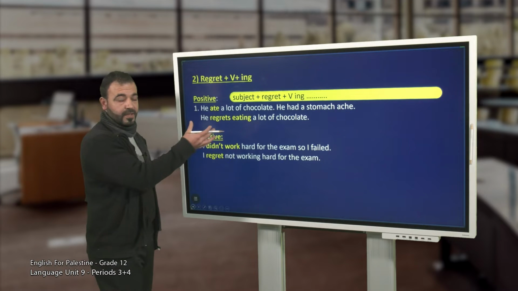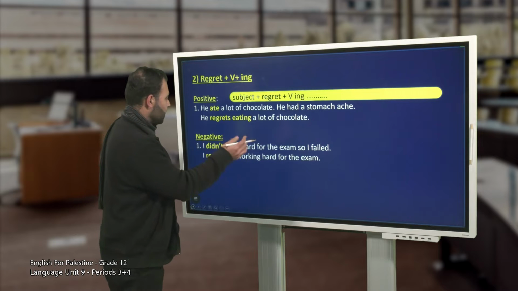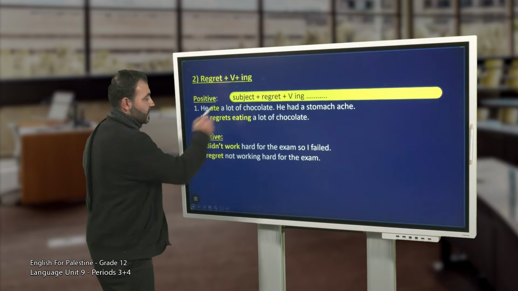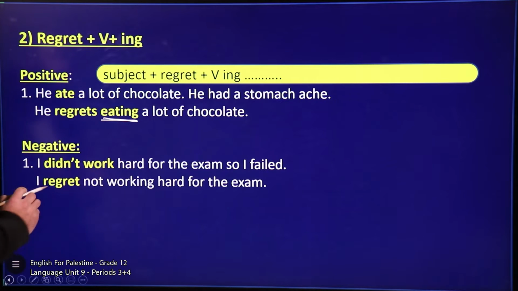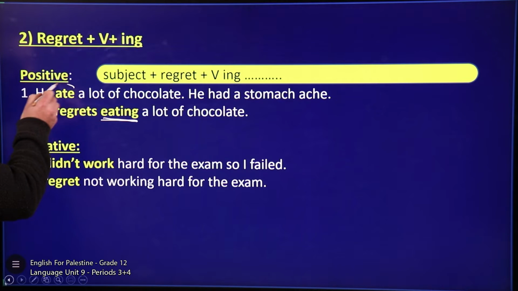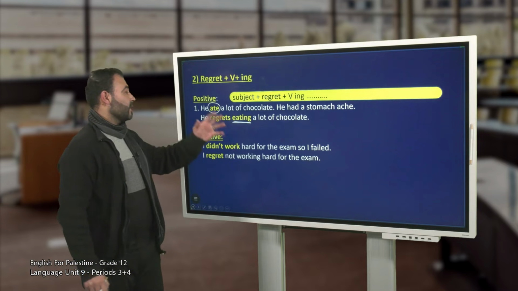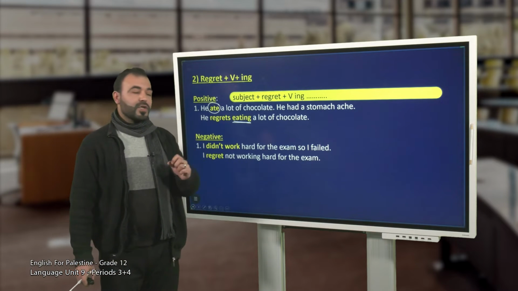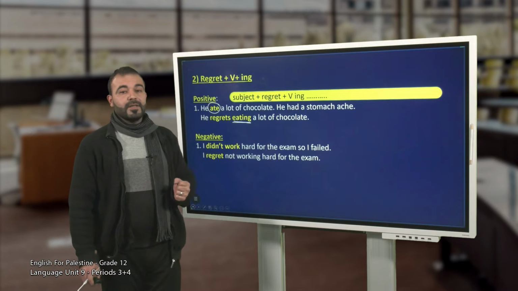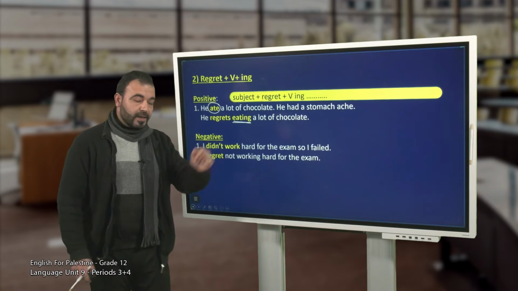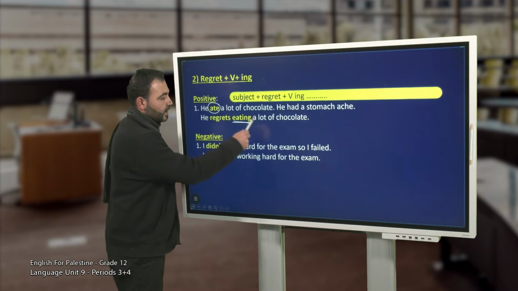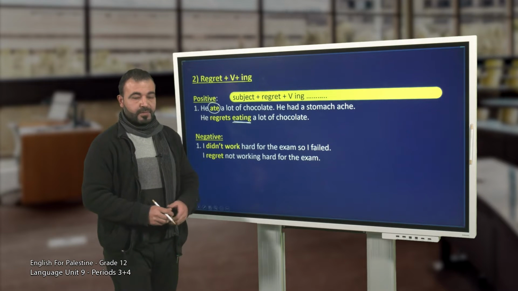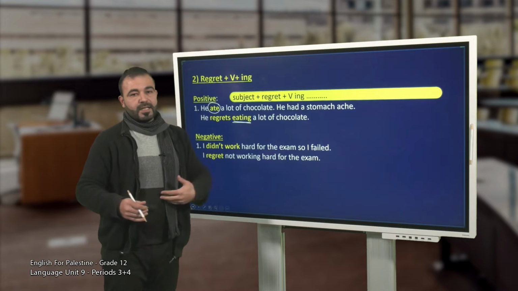We turn this sentence into this form. He is the subject, regret, and the verb with the ing form. Remember that if the verb is in the past form, we should turn it into the infinitive form, then we add the ing form. So he regrets eating a lot of chocolate because it caused a stomachache for him.